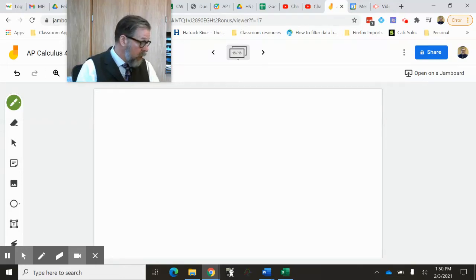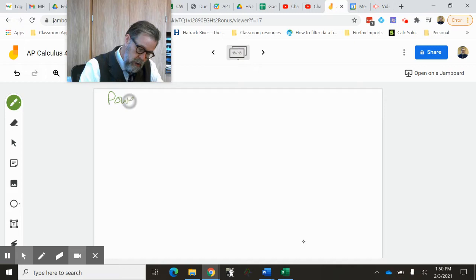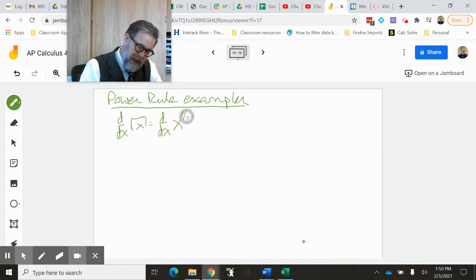All right, some quick examples of using the power rule with a rational power. And if you've been working with us through the book, you've actually already used some of these, because we know that the derivative of square root of x is the derivative of x to the 1/2. And by the power rule, that's 1/2 x to the negative 1/2, which can be rewritten as 1/(2 root x).